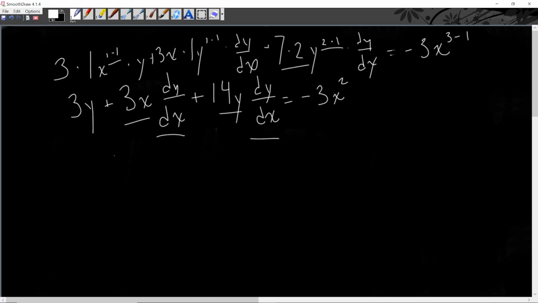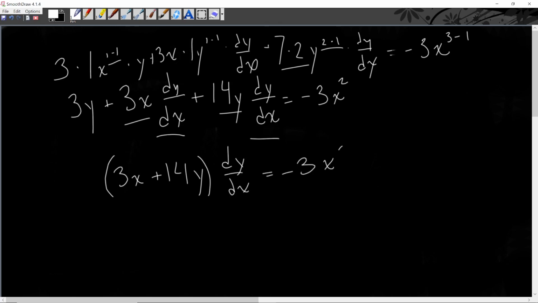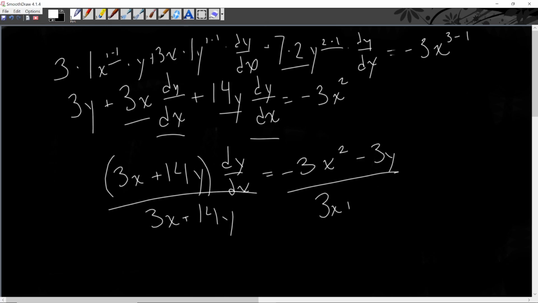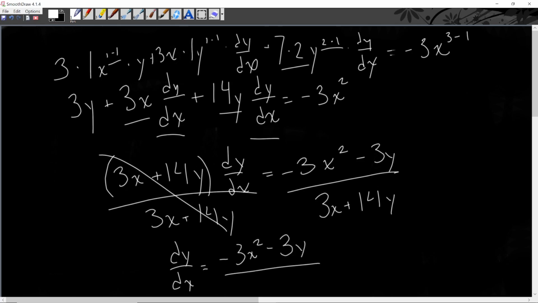It'll be 3x plus 14y dy dx is equal to negative 3x squared minus 3y, and we can divide this by 3x plus 14y and divide this side by 3x plus 14y as well, meaning that if we cancel both sides out, we will have the derivative of y with respect to x as negative 3x squared minus 3y all over 3x plus 14y.